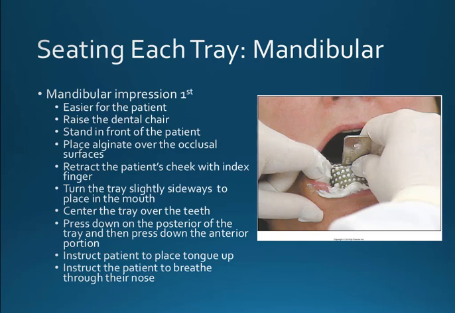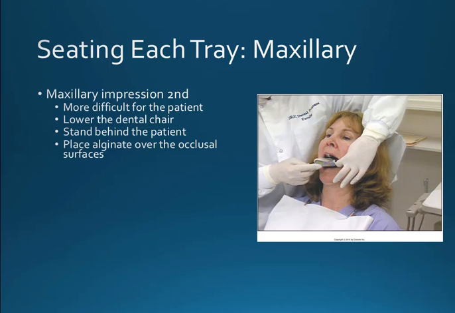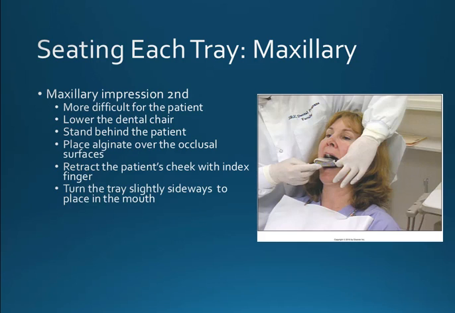Now let's talk about the maxillary tray. The maxillary tray is definitely more difficult for the patient. So we want to first lower the dental chair, and that will help give you access to reaching over the patient, as you notice here in the diagram. You want to stand behind the patient. You want to place the alginate again over the occlusal surfaces of the teeth first before seating the tray. Retract the patient's cheek back with your index finger first, and then turn the tray slightly sideways to place it into the patient's mouth.